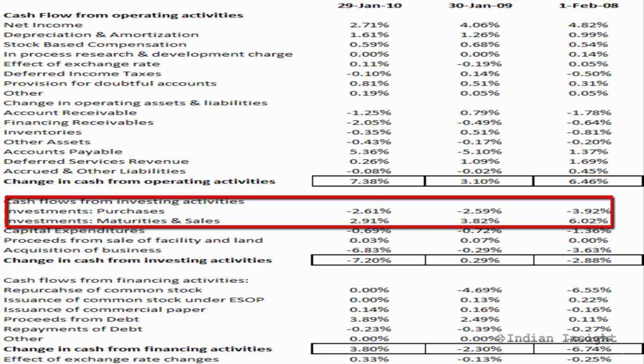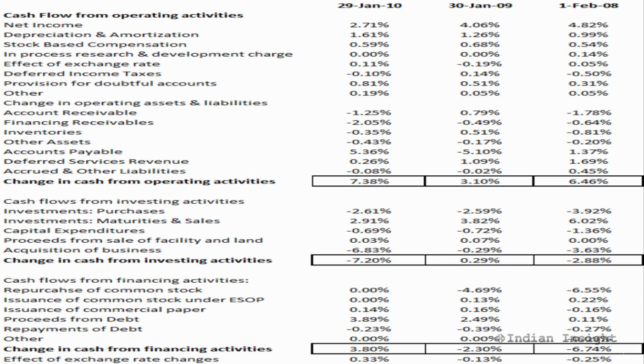With this, we have come to the end of common size analysis. In the next few videos, we'll look at ratio analysis for different components of financial statements.